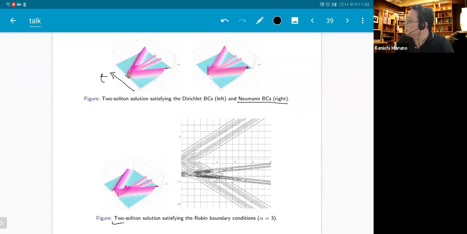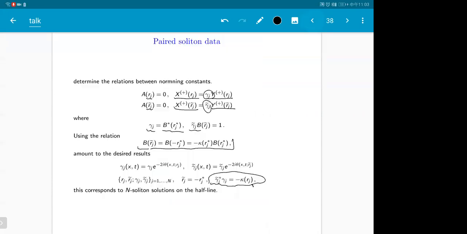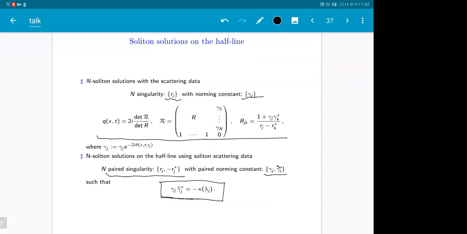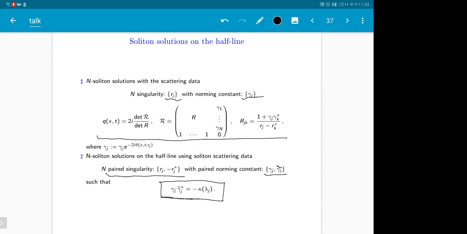In this case, the solution is written in the form of a determinant. You can express it in the form of a determinant. Now you take the paired scattering data, the soliton data, and you restrict your solution to x equals 0 plus, and then you have the analytic solution in this form. Okay.